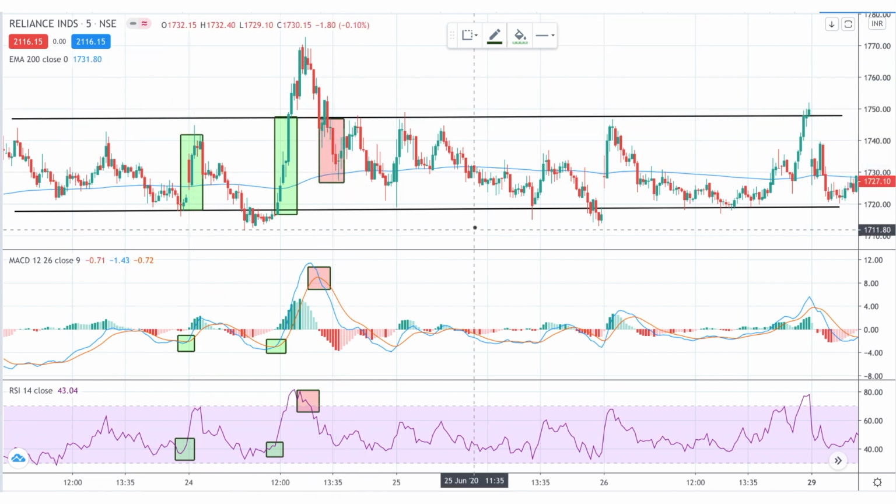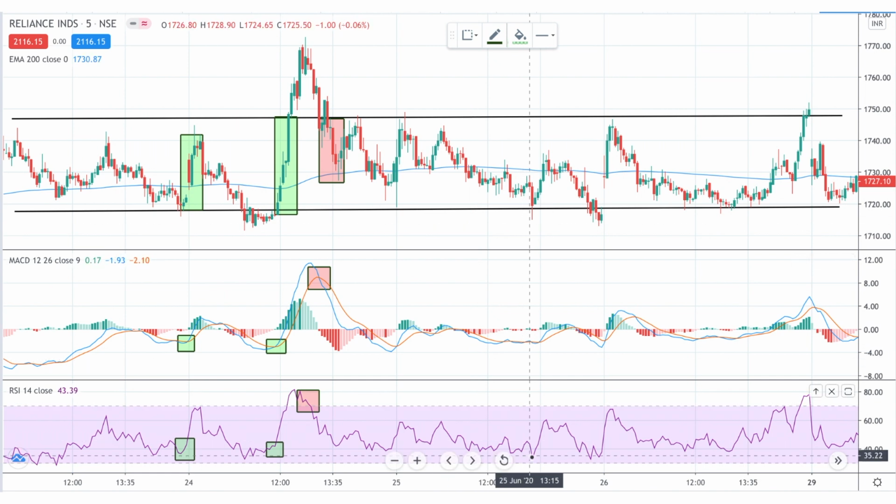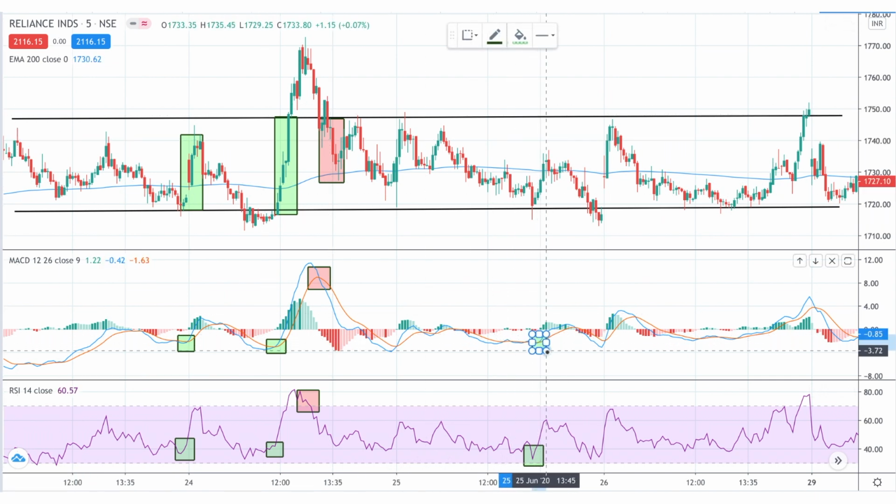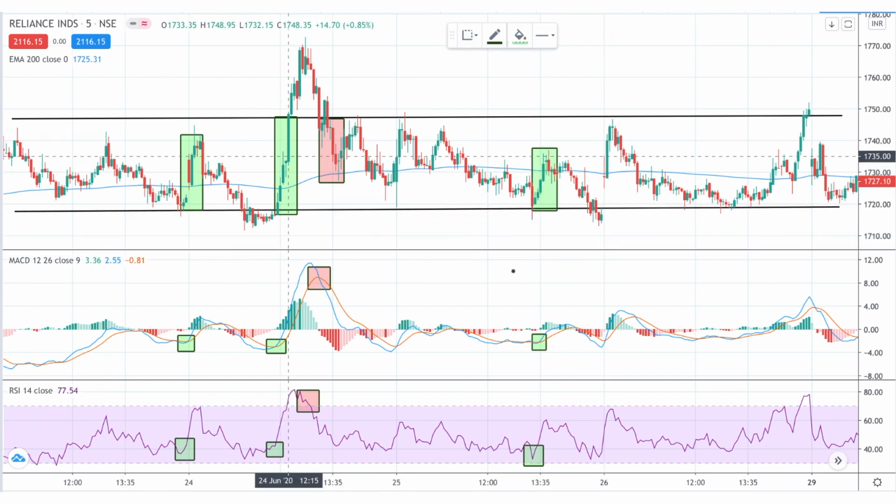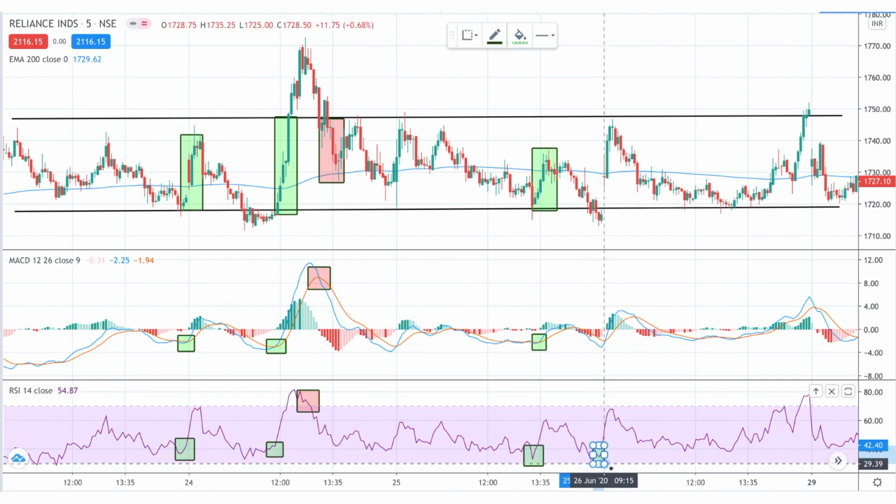Then we have another opportunity. As you can see, the RSI is almost towards oversold. We have this particular opportunity. Directly above, we can see the MACD line crossing the signal line here, and we have a small buying opportunity here. Similarly, again, we have another buying opportunity here. We have the MACD crossing the signal line, which gives us this particular opportunity.